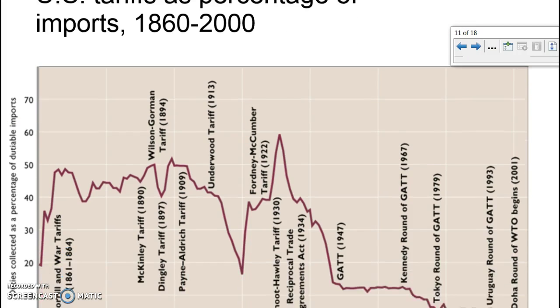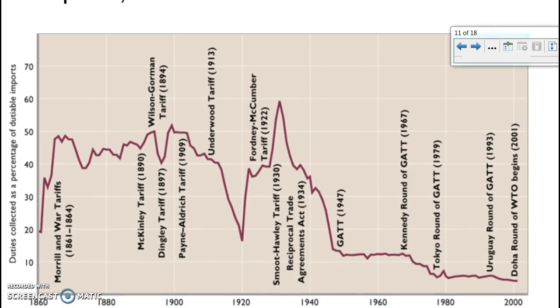This is a nice little graphic that shows you U.S. tariffs as a percentage of imports from 1860 to 2000. The one that usually comes up, if anything comes up, is this one, which is the Smoot-Hawley tariff. And that was put in place during the Depression to try to protect American businesses and American jobs. Highest level you can see on average, almost 60%.